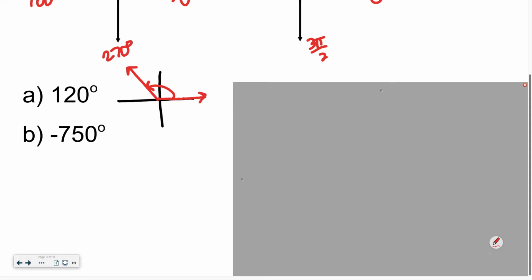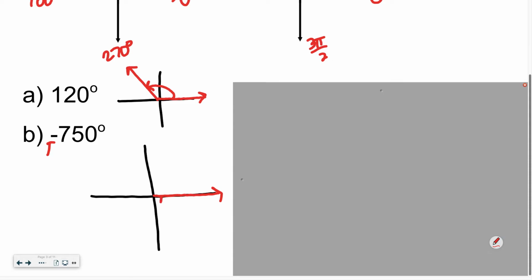Now, if I ask you to graph negative 750 degrees, yikes. Okay. This might be more than one time around, right? Negative 750, which direction are we going to have to rotate? We're going to have to go clockwise because we want a negative angle, all right?